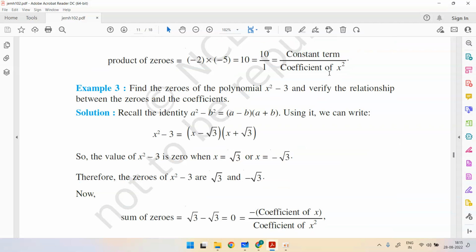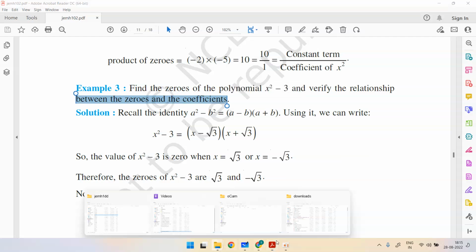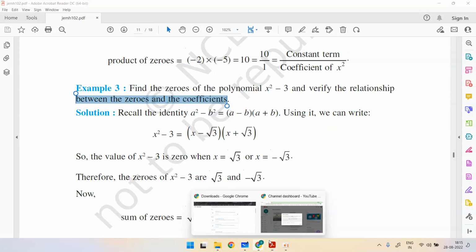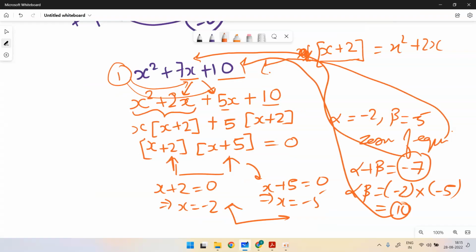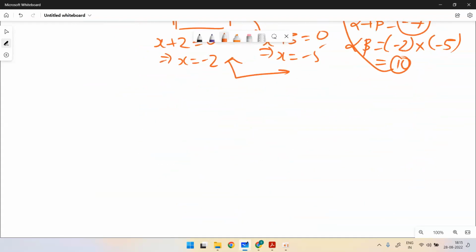Third, find the coefficients of the polynomial x square minus 3. Find the zeros of this and verify the relation between zeros and coefficients. So this is x square minus 3.